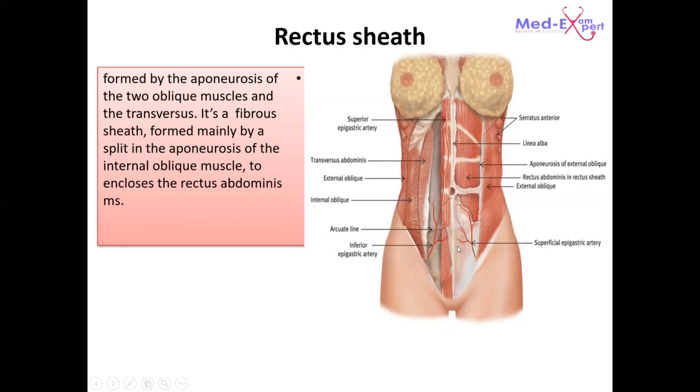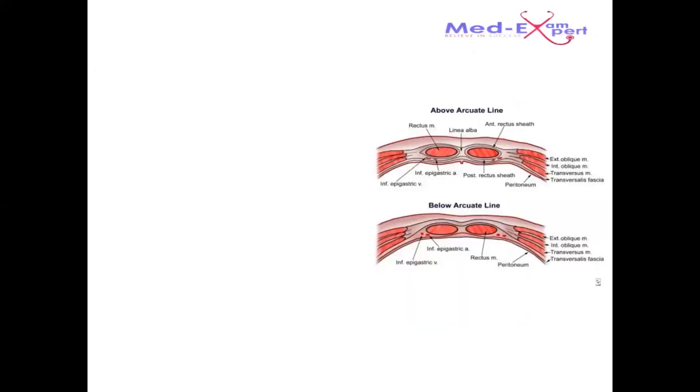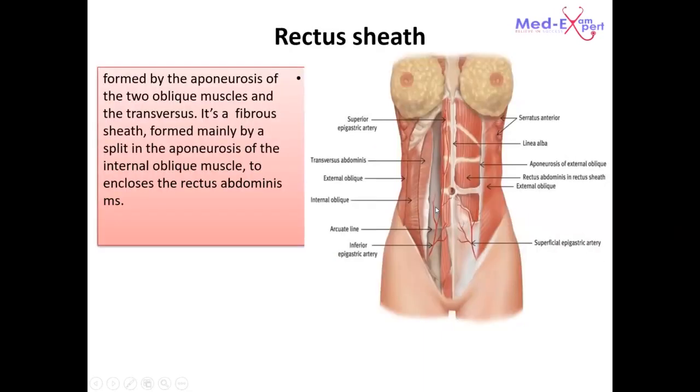If we take a cut section in this sheath, we will find this picture. As you can see, this is the rectus muscle on each side. In between, this is the linea alba. And it's actually divided into two parts mainly. The part above the arcuate line, which is the demarcation of the entry of the inferior epigastric vessels into the rectus sheath, and we will talk about this point in detail further on. And the other part is below this arcuate line.